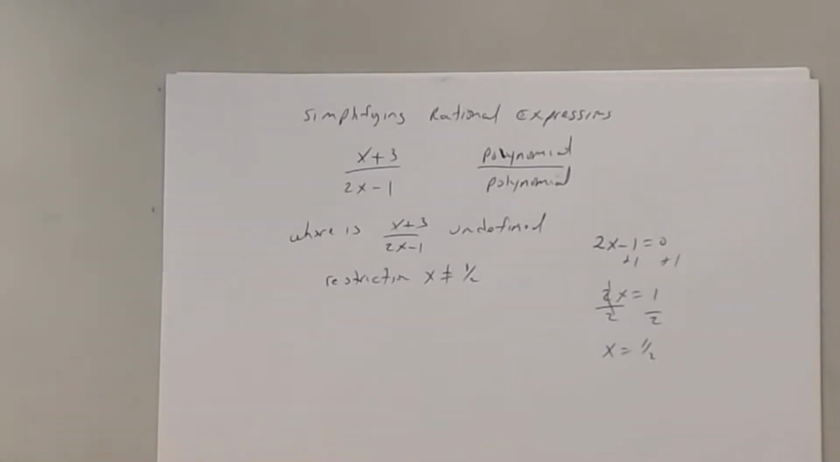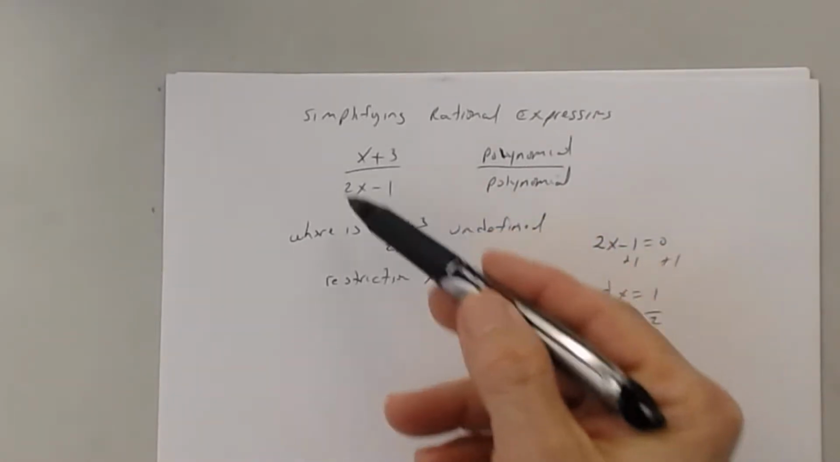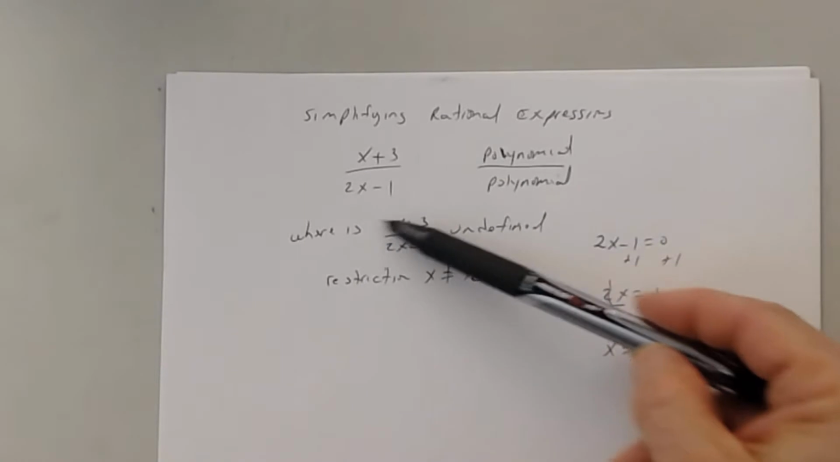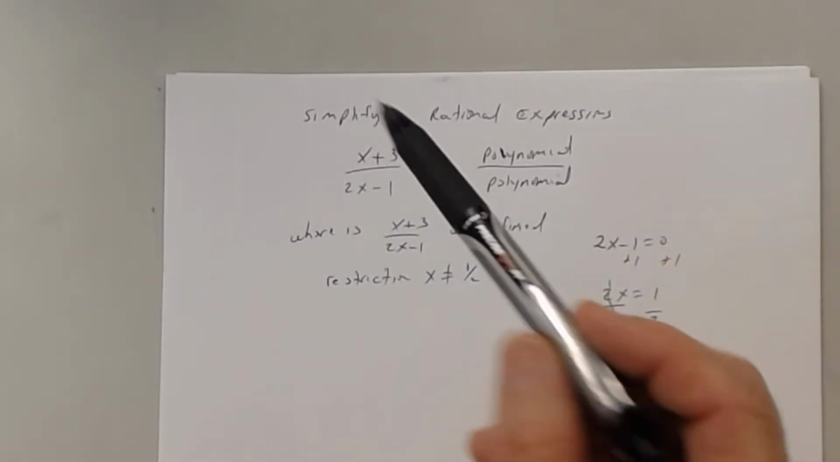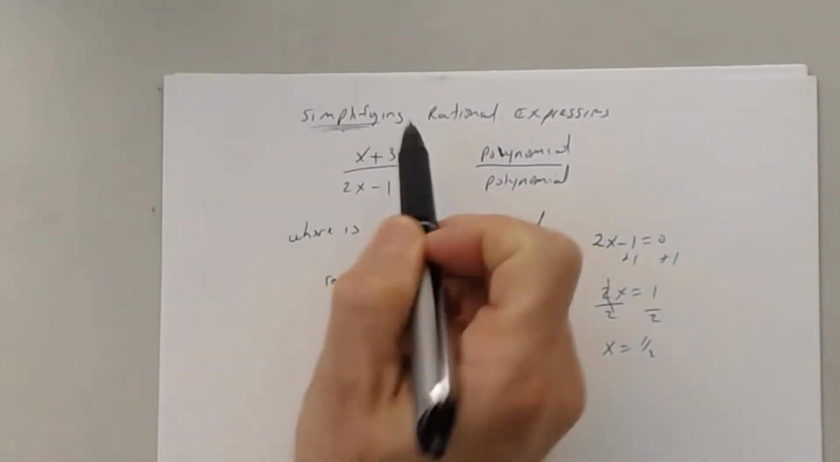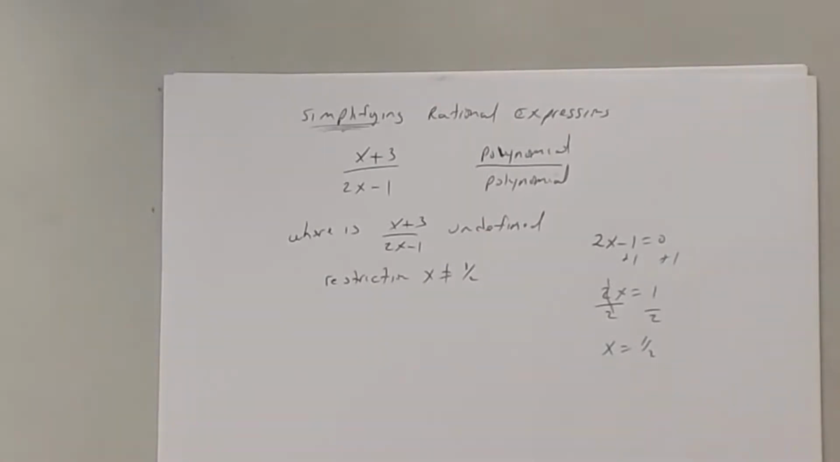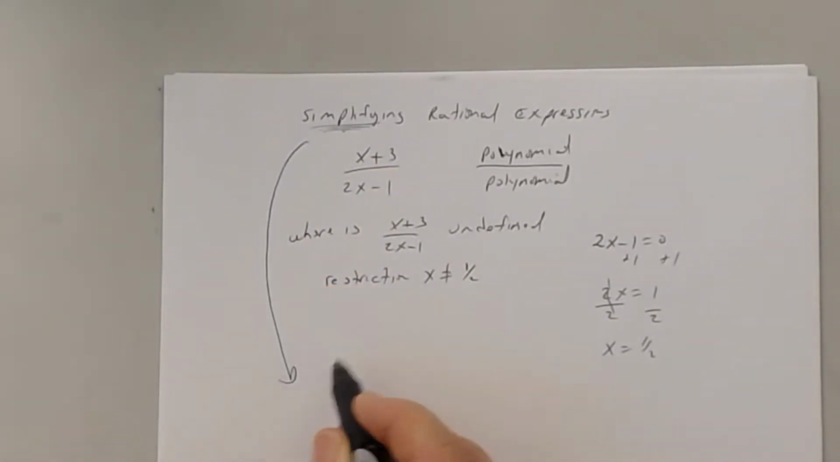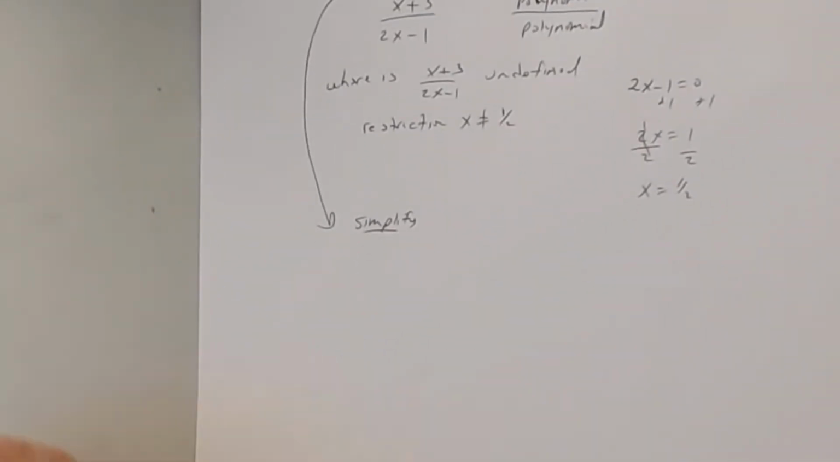All right. So we looked at evaluating these rational expressions. We looked at determining where this rational expression is undefined. Now we're going to look at simplifying rational expressions. So that's the next goal, is to simplify these rational expressions. So let's talk about simplifying rational expressions. Before you can simplify rational expressions, you got to know what we mean by simplify.